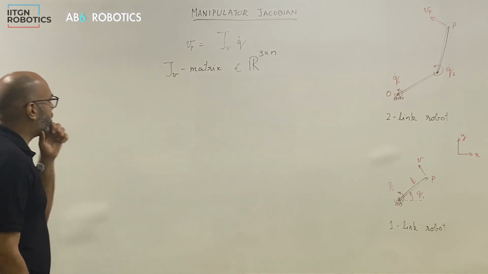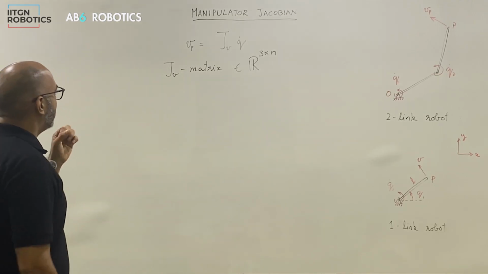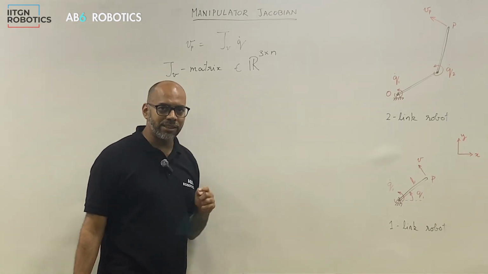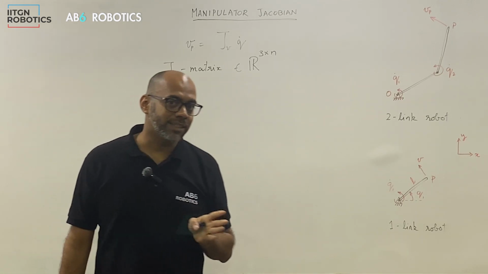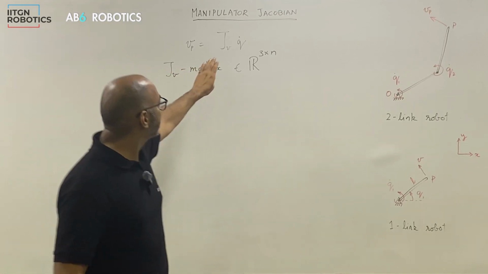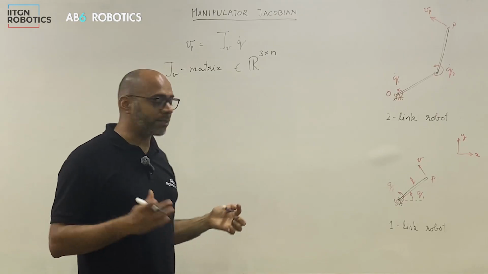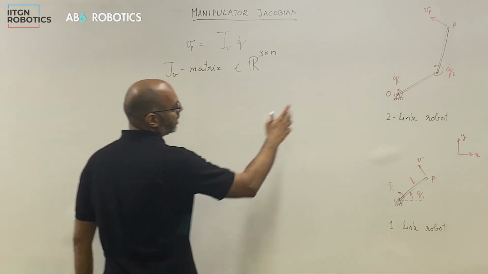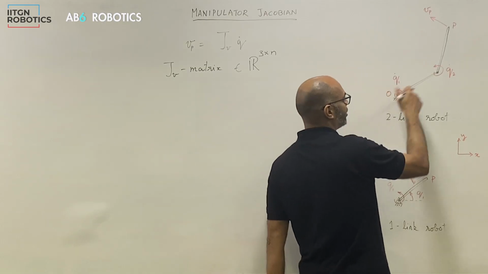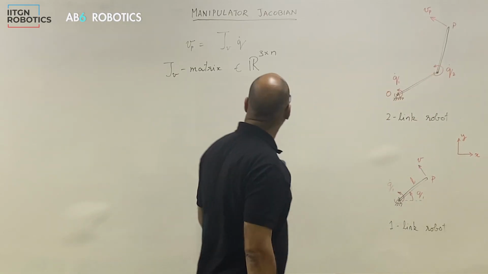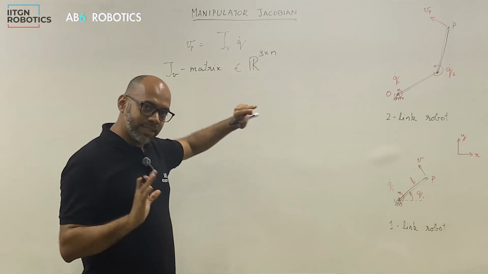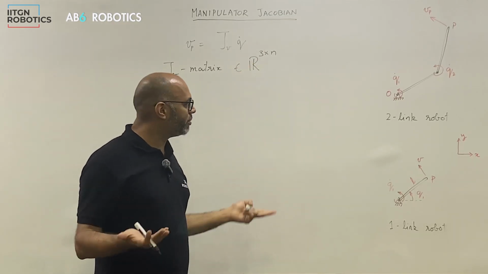Okay. Now, a couple more things. While this is a matrix and it has real values, it is not a constant matrix and it depends on the configuration. So the Jacobian is configuration dependent. What does that mean? It means that if the robot happened to be in a different configuration, so different joint angles, then this matrix will be different. It still has the same size, but the values in it will be different.